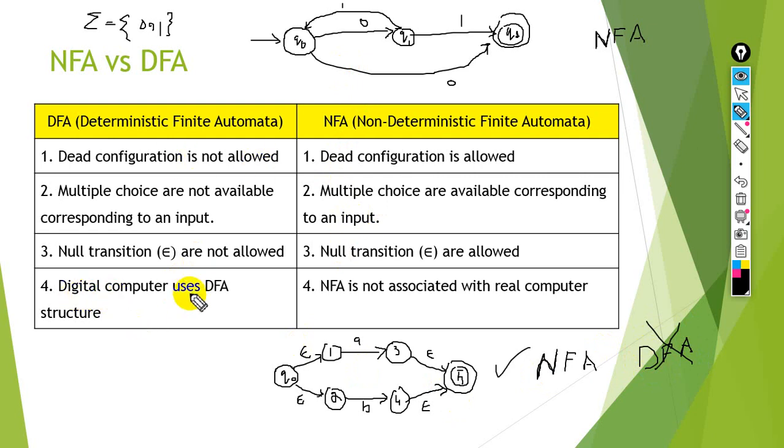Next, digital computers use the DFA structure. So the real-world digital computers are using the DFA structure. The structure of a digital computer takes input, and we represent that structure as a DFA. So a DFA represents the real-world digital computer, but an NFA is not associated with the real computer.